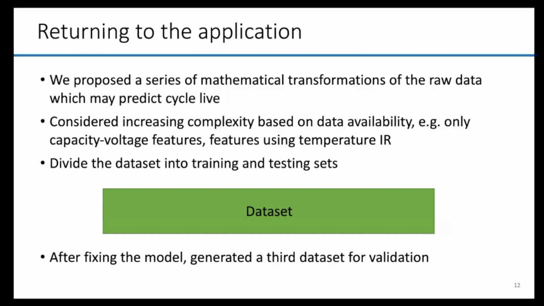So I mentioned that our high throughput platform could measure many things like capacity and voltage, but also temperature and internal resistance. So we wanted to consider scenarios where perhaps you wouldn't have access to features like temperature or internal resistance. Now, in doing this, we divided the data set into training and testing sets.